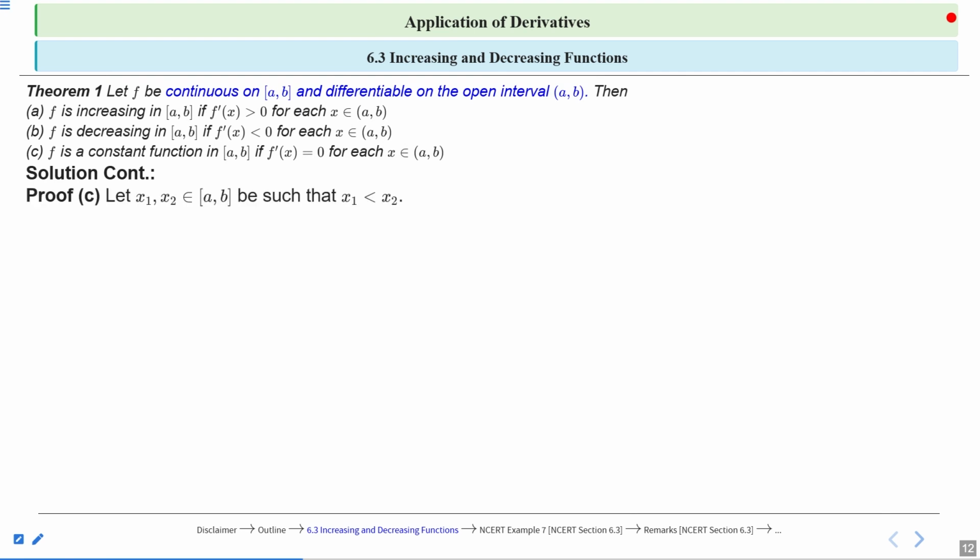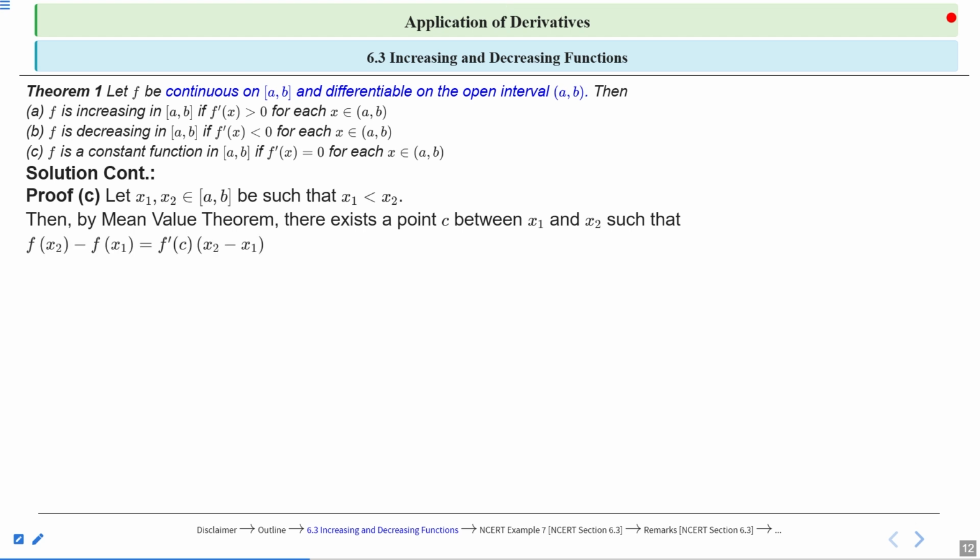Now, let us see the proof of part C. Let x1, x2 belong to (a, b) such that x1 is less than x2. Then by the mean value theorem, there exists a point c between x1 and x2 such that f(x2) minus f(x1) is equal to f'(c) into (x2 minus x1). That is f(x2) minus f(x1) is equal to 0, as f'(c) is equal to 0, it is given. That is f(x2) is equal to f(x1).